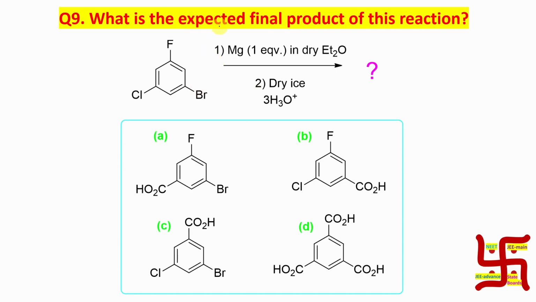So look at what is the expected final product of this reaction. Here I have taken an aromatic carbon halogen bond and that is treated with one equivalent magnesium. It's very important. Second step is dry ice, which is electrophile, and third step is obviously workup. So what is the product?